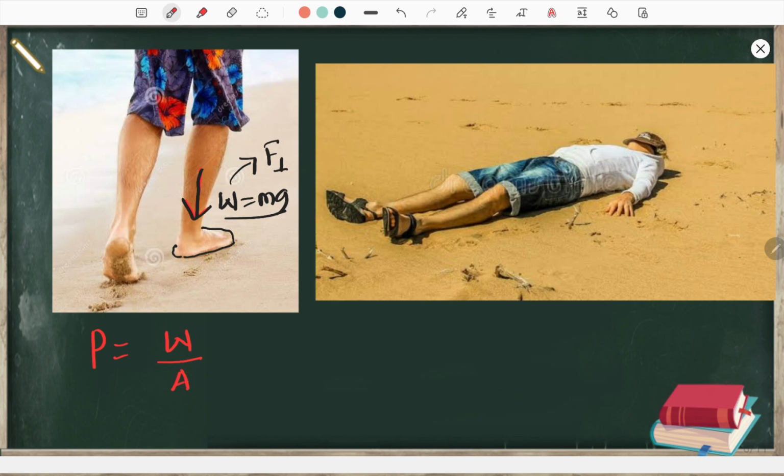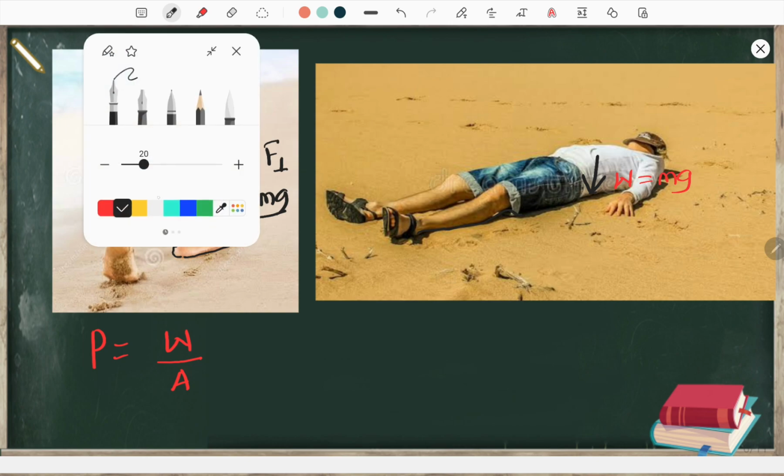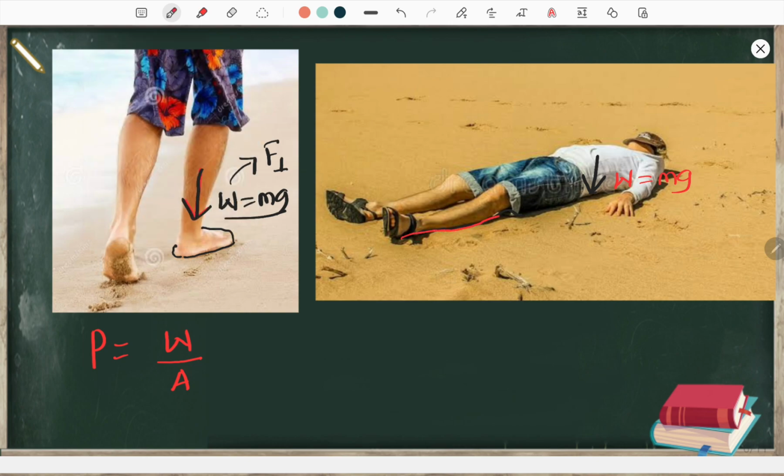Now look at this. Let us assume the same person is here. Okay, he is lying, he is sleeping on the sand. Now his area has increased or not. Look at this, the force applied by this person on the sand is the same. So that weight is equal to mg, that is there for sure. But how about the area he is exposed to? Look at this area. Wherever he is sleeping, for that much area he is exposed, no? For this complete area he is exposed.